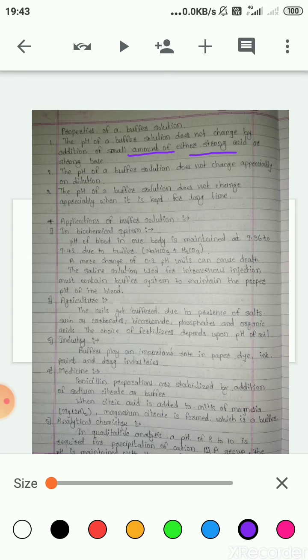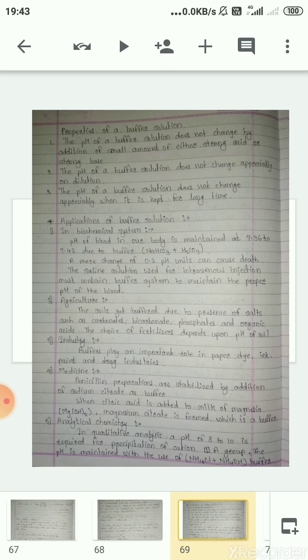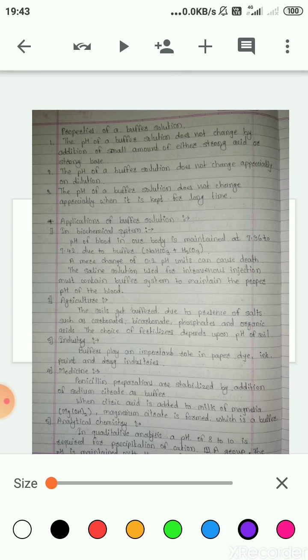The last characteristic is that the pH of a buffer solution does not change appreciably when it is kept for a long time. That is, if we prepare a buffer solution in the lab and keep it for four to six months or a long time, the pH of the buffer solution remains the same, it doesn't change. This is the third property of buffer solution, which is very easy.